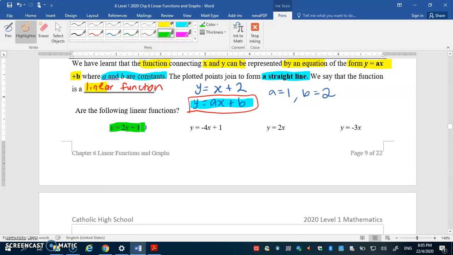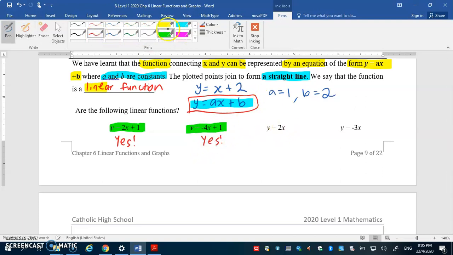y equals 2x plus 1. Is this of the form y equals ax plus b? Most definitely. So yes, okay. Your a is equal to 2, your b is equal to 1, right? So this definitely is a linear function. How about this one? y equals negative 4x plus 1. Once again, it does look like y equals ax plus b, right? Your a is negative 4, your b is 1. So this is also a yes.